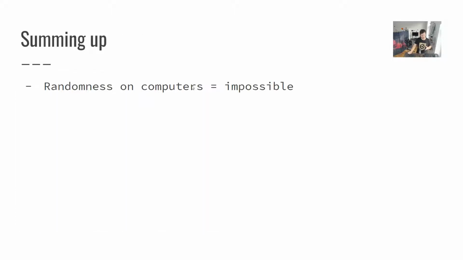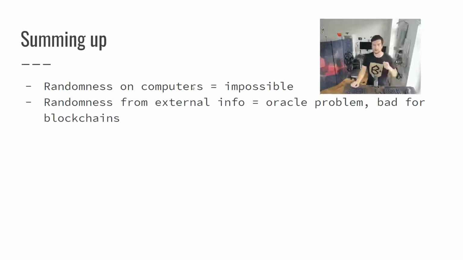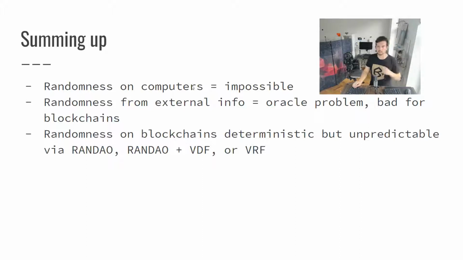So summing up, randomness in computers is impossible. True randomness. Randomness from external information has an oracle problem. It's bad for blockchains. You can't really put external info into the blockchain. And randomness of blockchains is deterministic, so it has to be the same on all the nodes in the system, otherwise forks happen, but has to be unpredictable because we need to fairly distribute the workload between the validators and the rewards. So we do this via RANDAO and VDF, or VRF.